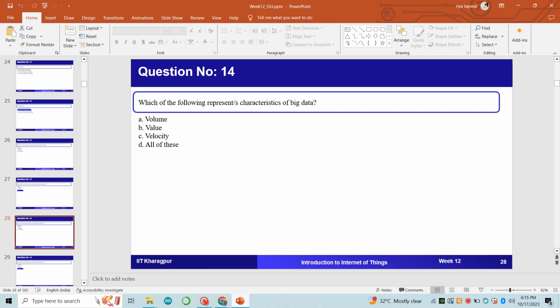Next question is, which of the following represents a characteristic of big data? Options are volume, value, velocity, D, all of these. Okay, D. Anyone else? Right, D is correct.